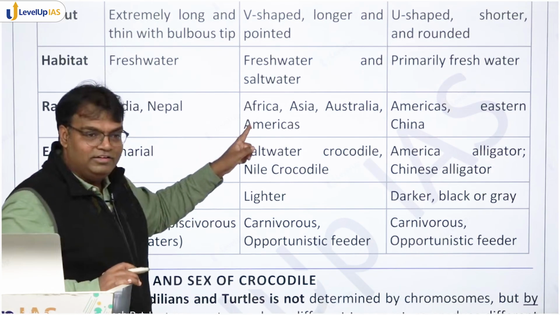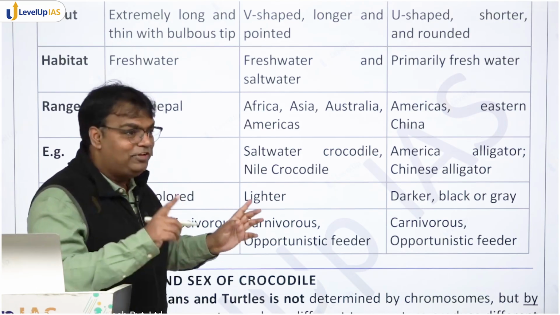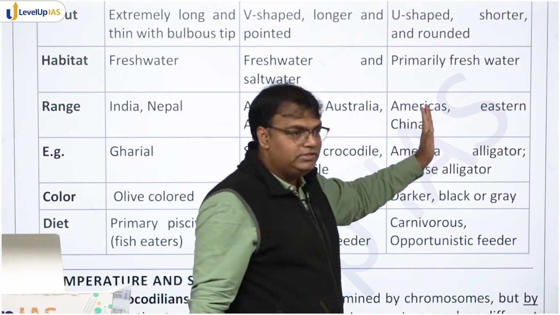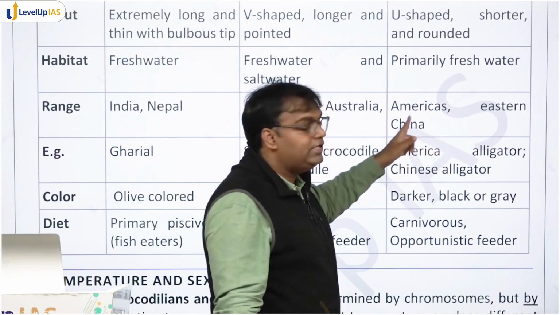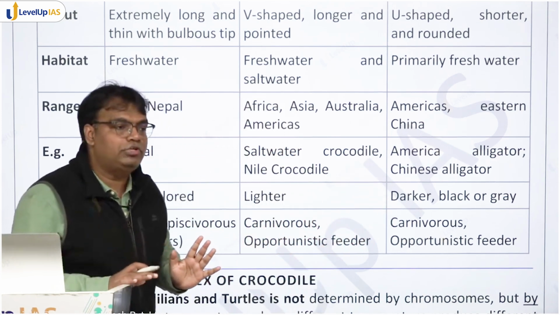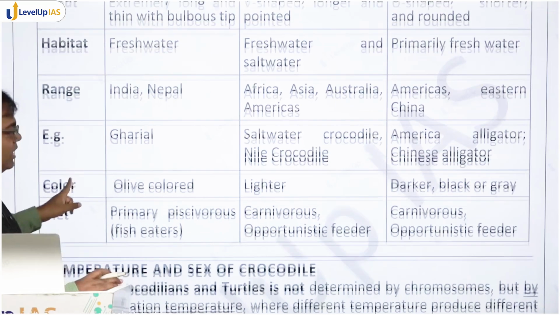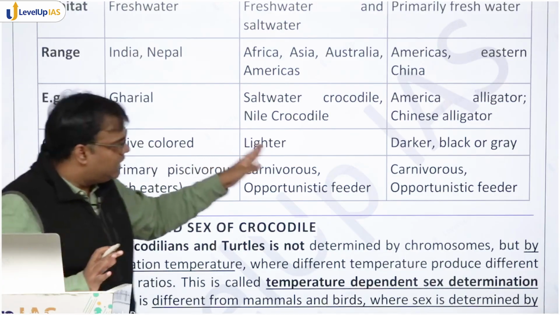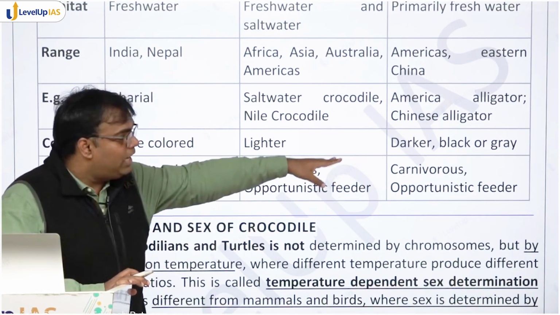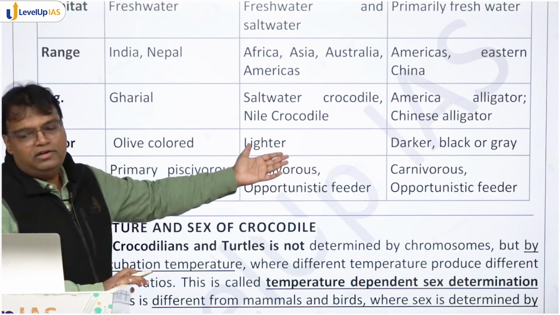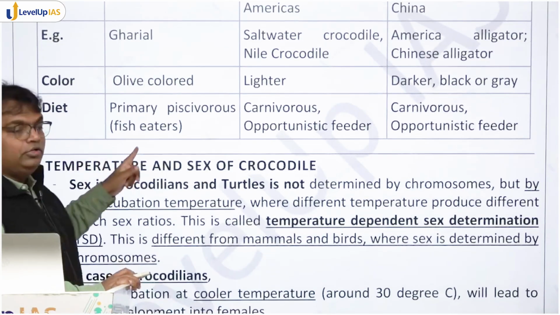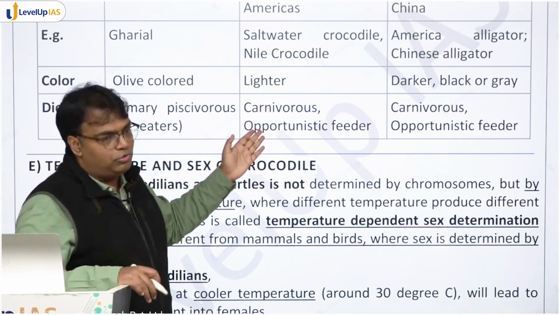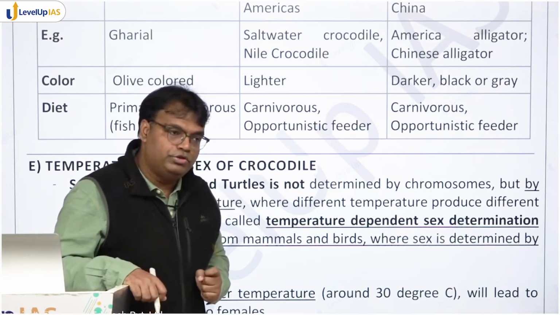Did we see a lot of crocodile species in the list? They were in Africa, Asia, Australia, and America. Alligators are only found in the Americas, that is North America and South America, and there is a species in Eastern China. That's it. Examples: gharial, saltwater crocodile, Nile crocodile, American alligator, Chinese alligator. Color: gharials are olive colored, crocodiles are lighter, and alligators are dark gray, dark black or gray; alligators are darker, these are lighter. Finally, diet: the gharial's primary diet is fish, so it is piscivorous. Crocodiles are carnivorous opportunistic feeders, and alligators are also carnivorous and opportunistic feeders.